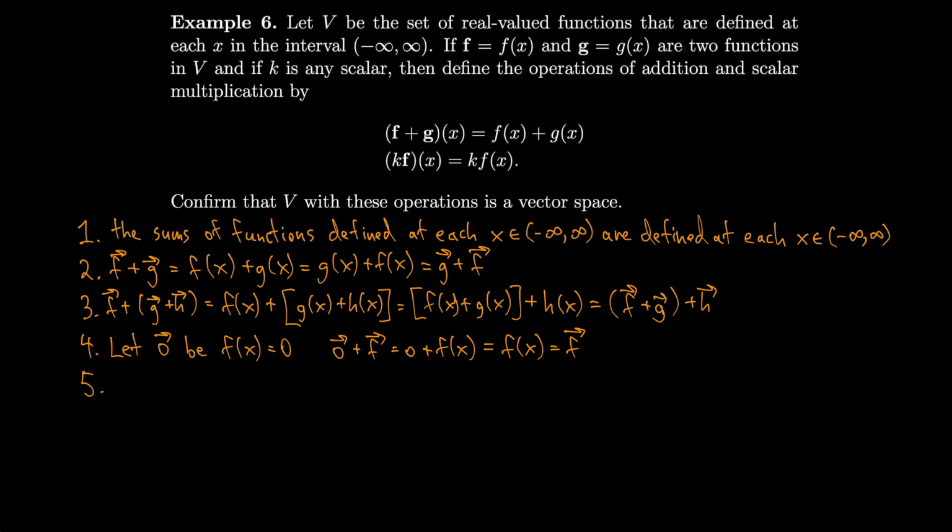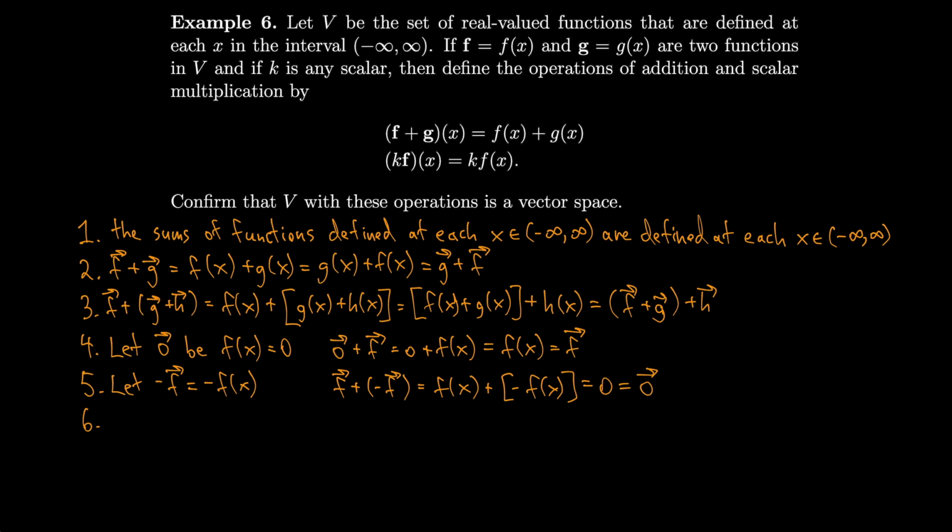For number 5, we need negative, so let's let minus f be equal to minus f of x. So then we have f plus minus f is equal to f of x plus minus f of x, and that's just 0, which is the 0 vector as we defined it.